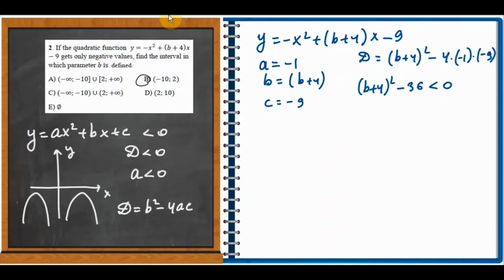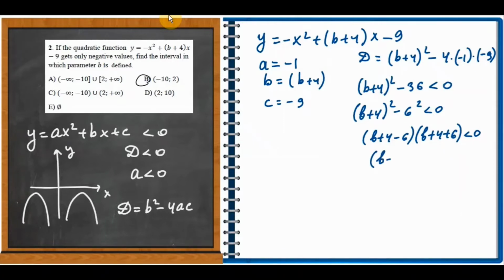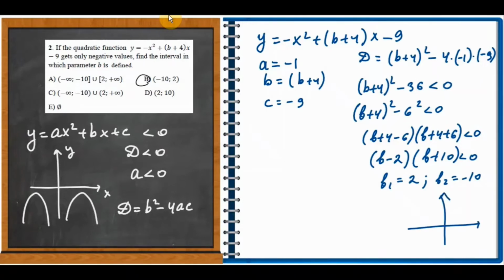To solve this quadratic inequality, first we will factorize it. (b plus 4) squared minus 6 squared is less than 0. Then we write (b plus 4 minus 6) multiplied by (b plus 4 plus 6). This is from the polynomial identity. Now, let's simplify the brackets. It will be (b minus 2)(b plus 10) is less than 0. Now, according to this factorization, b1, the root, is going to be 2, b2 is going to be negative 10.